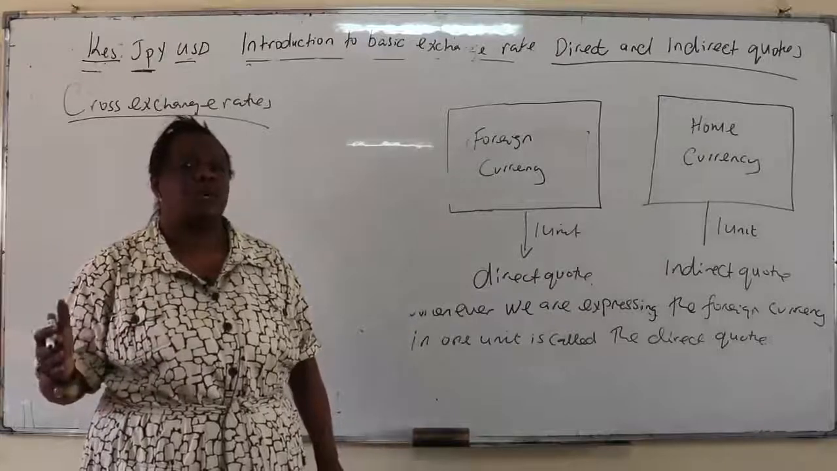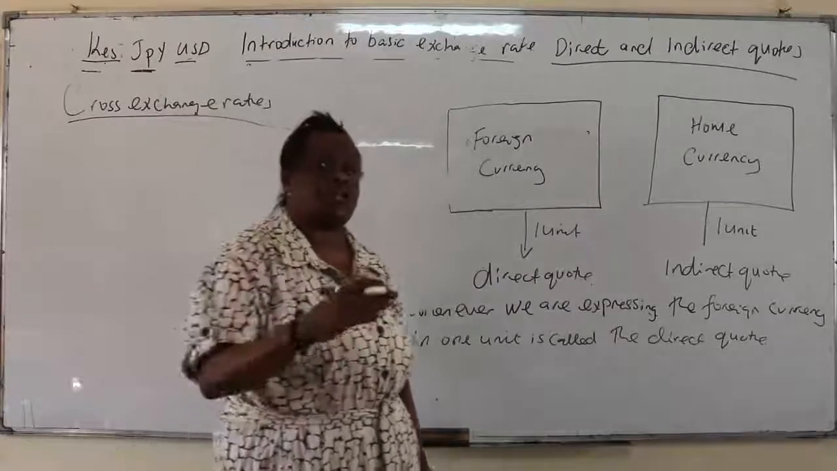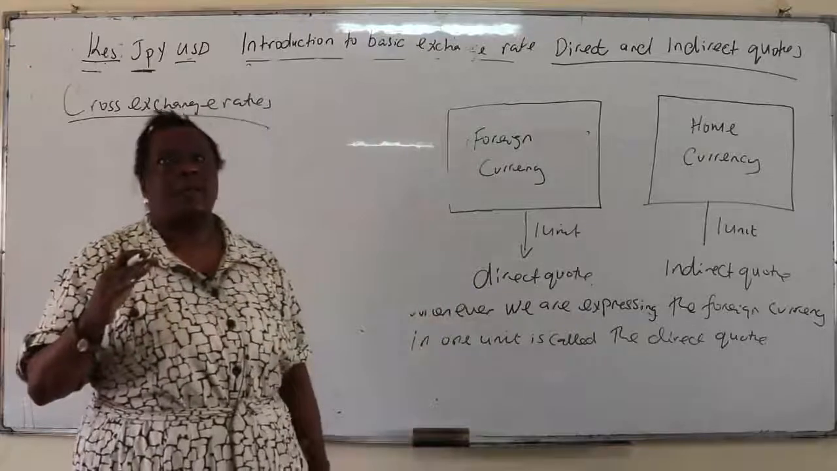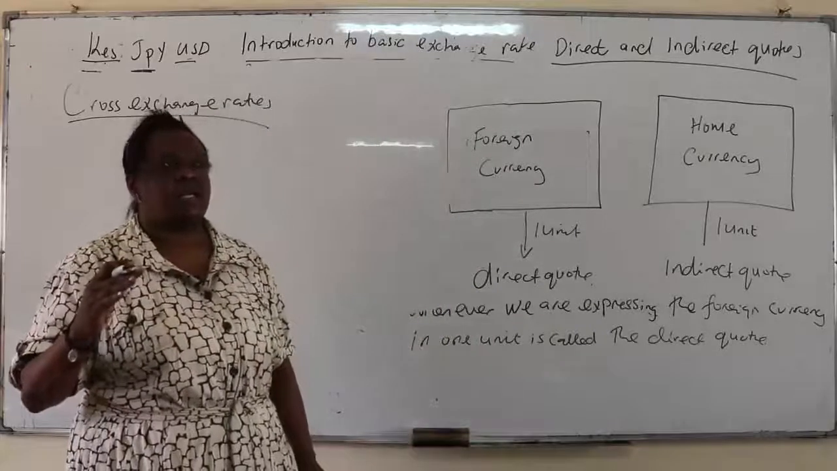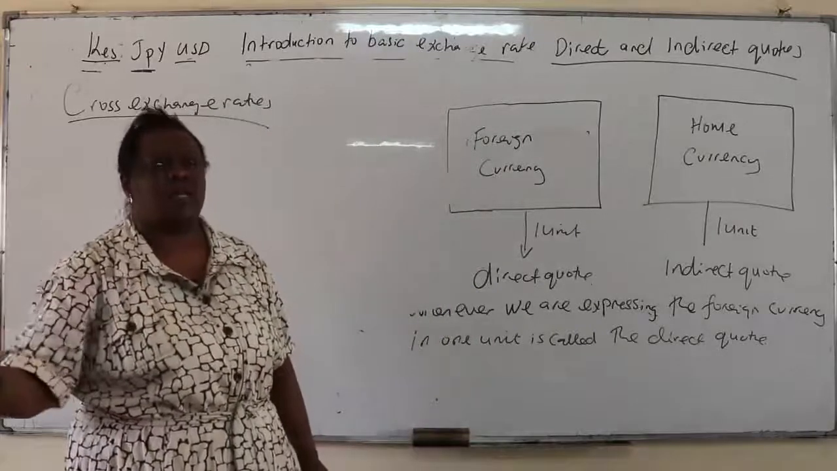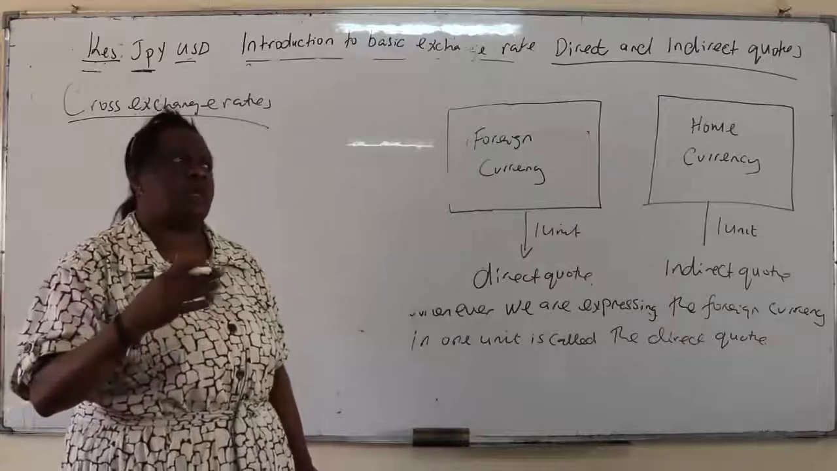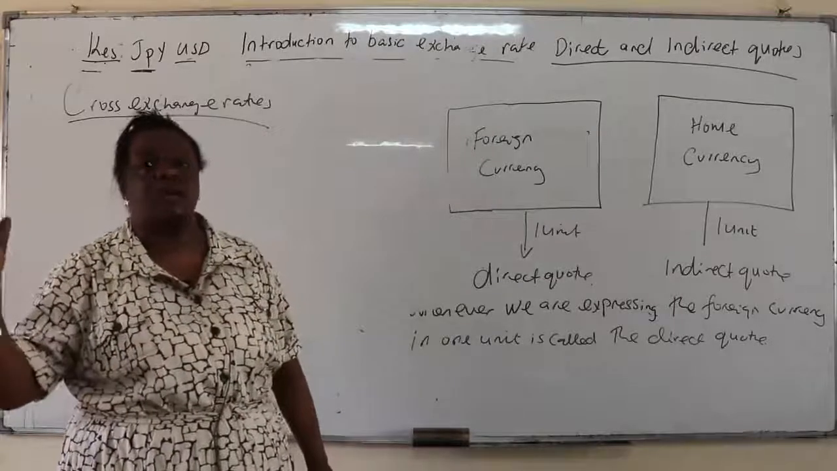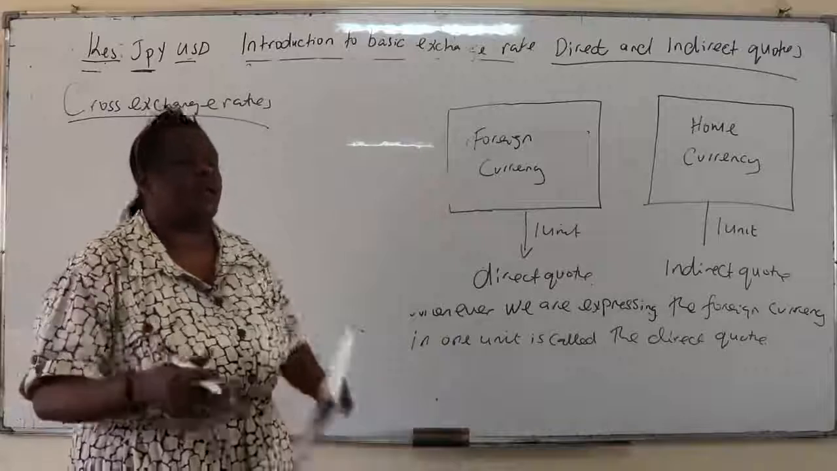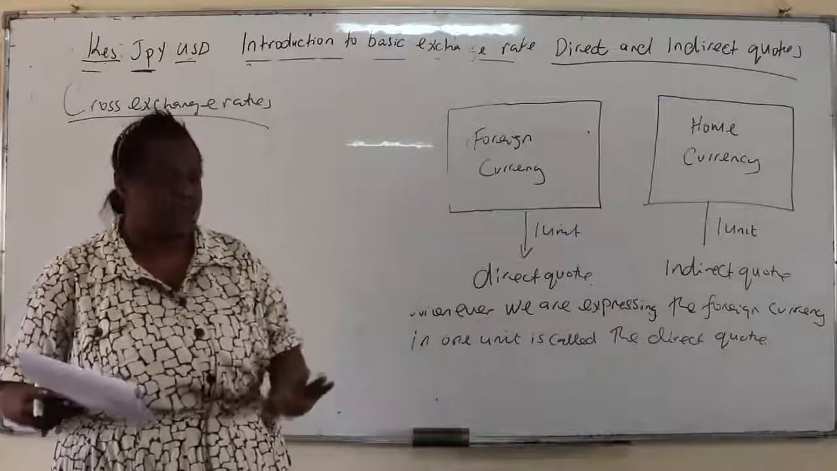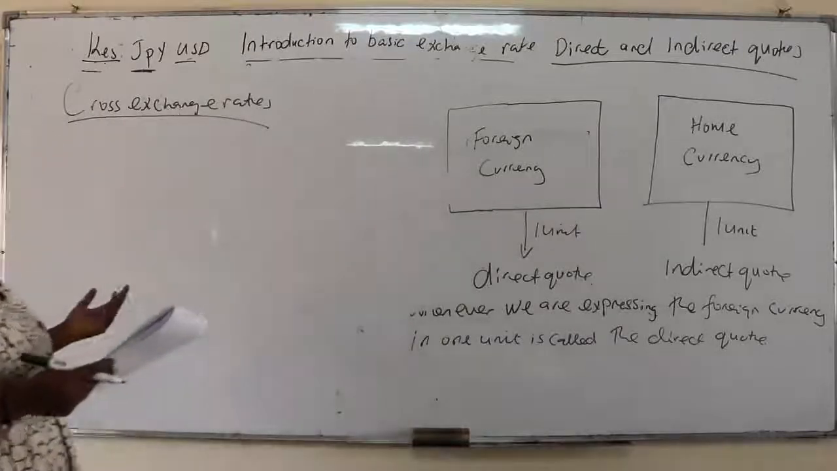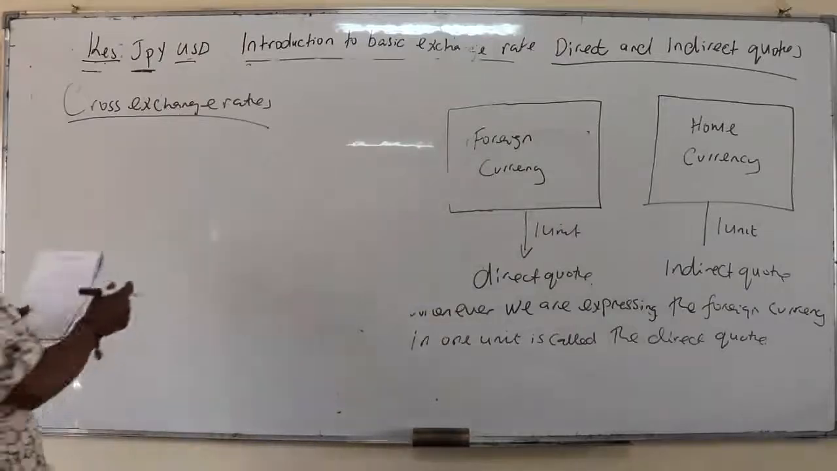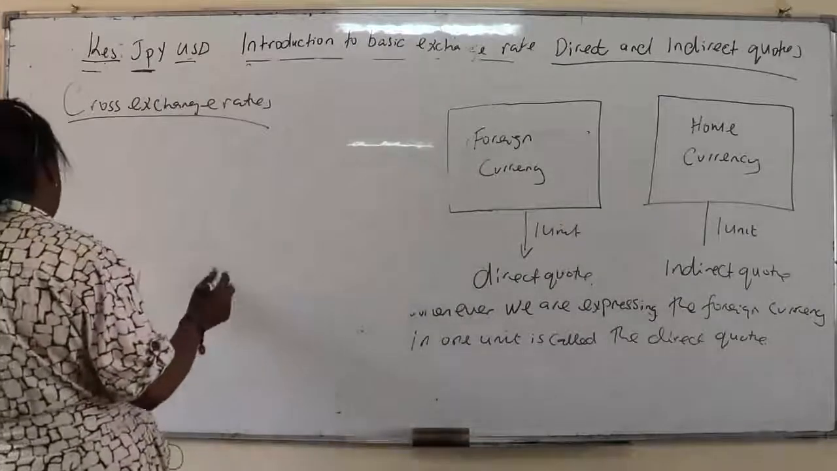So what is going to happen? We're going to look at the cross exchange rates of one currency expressed in terms of a common currency, and we also check another currency expressed in terms of that common currency, and we try to find the cost of the third currency. Maybe I can write it down so that we understand what it means.